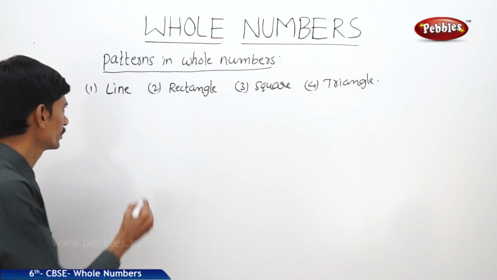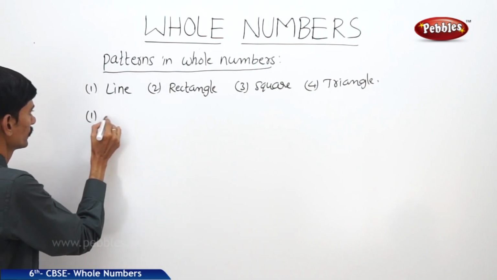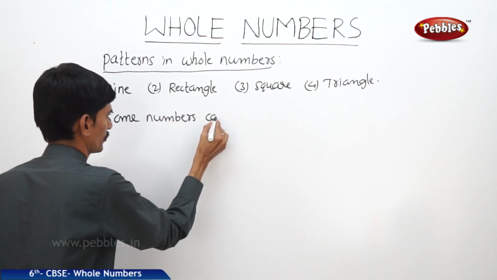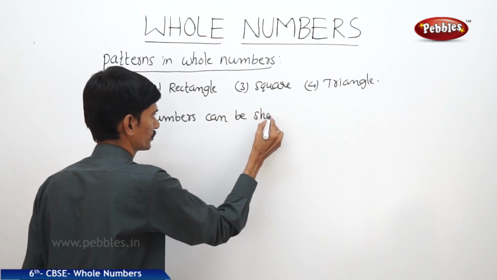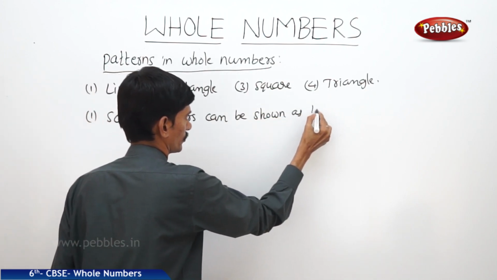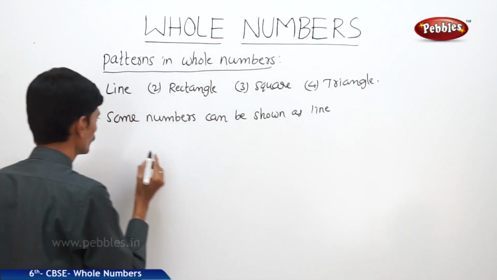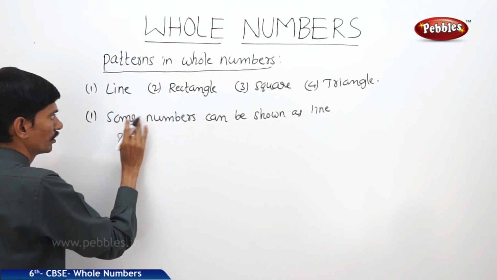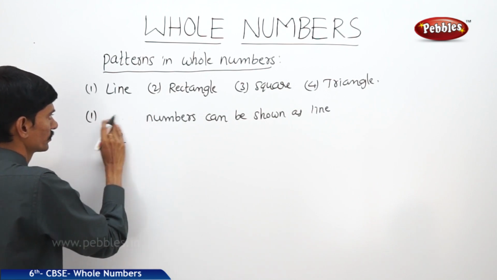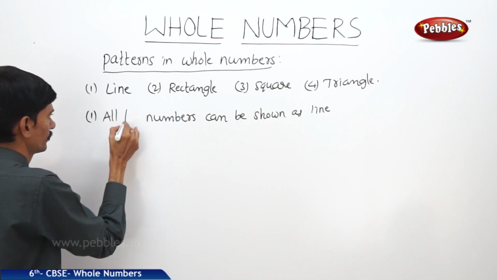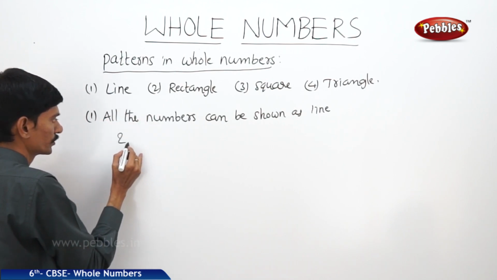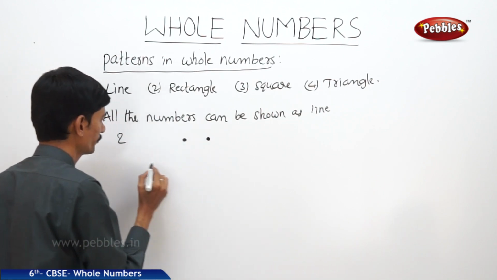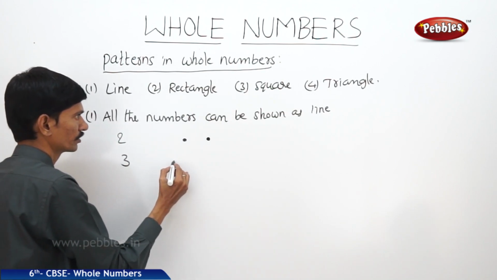So every number can be shown as any one of the four following geometrical shapes, and there is no other shape allowed. Now for example, some numbers can be shown as line. For example, almost all the numbers, not only some numbers, all the numbers can be shown as the lines. For example, if the number 2 is there, so we can show this with 2 dots, and if a number 3 is there, so we can show 3 dots.